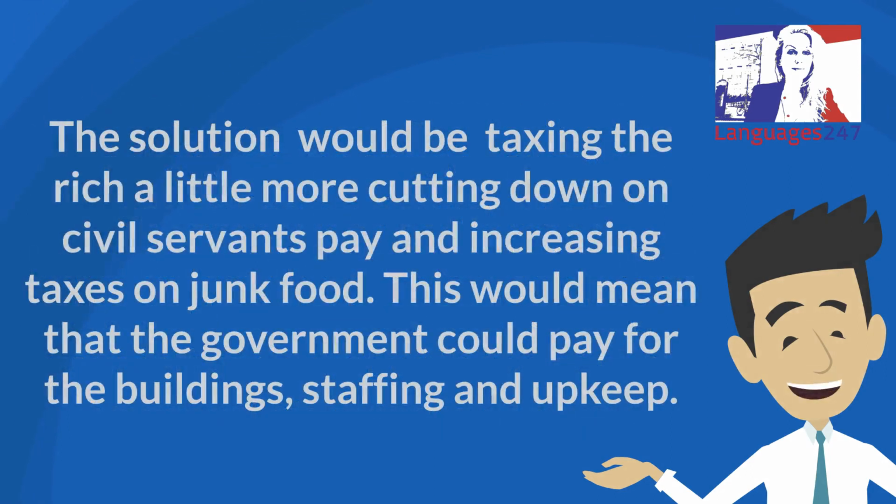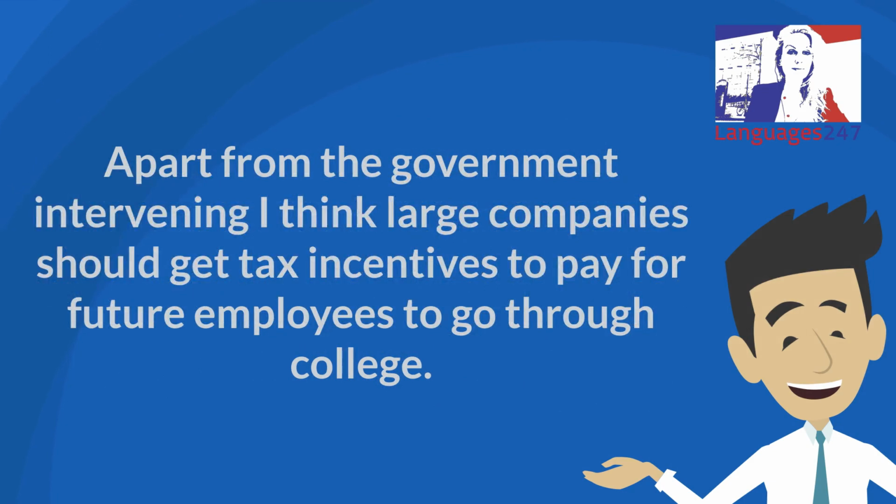The solution would be taxing the rich a little more, cutting down on civil servants' pay and increasing taxes on junk food. This would mean that the government could pay for the buildings, staffing and upkeep. Apart from the government intervening, I think large companies should get tax incentives to pay for future employees to go through college.